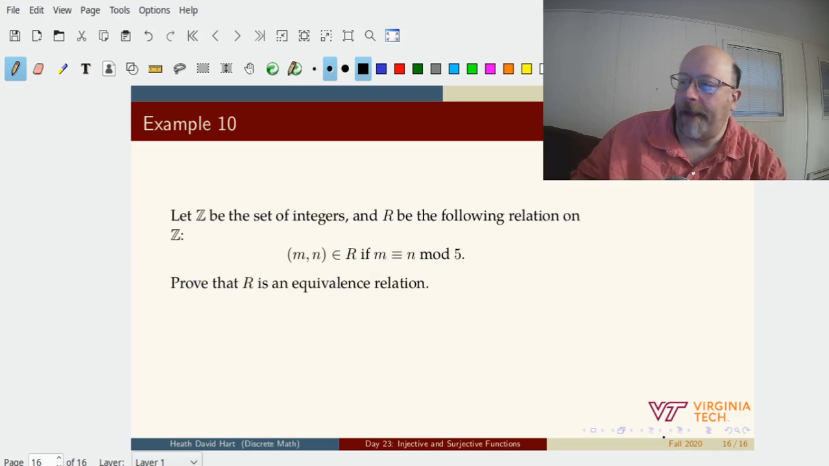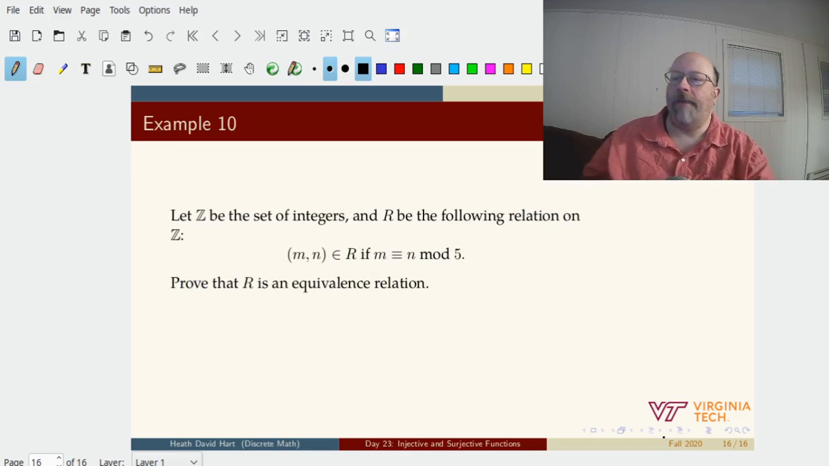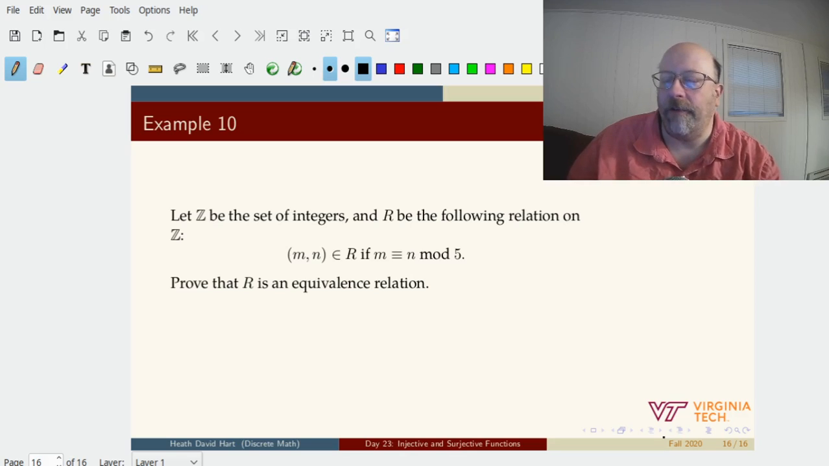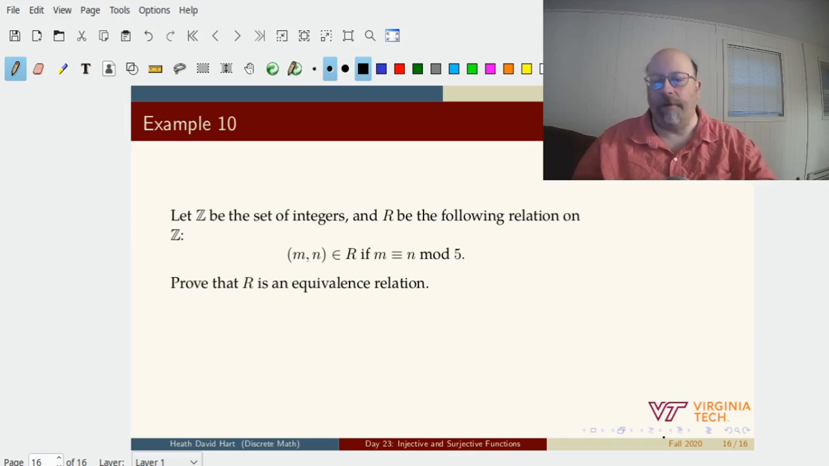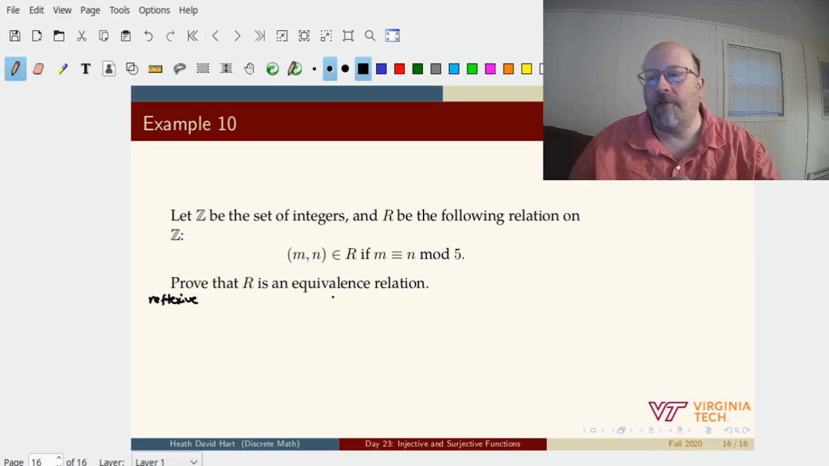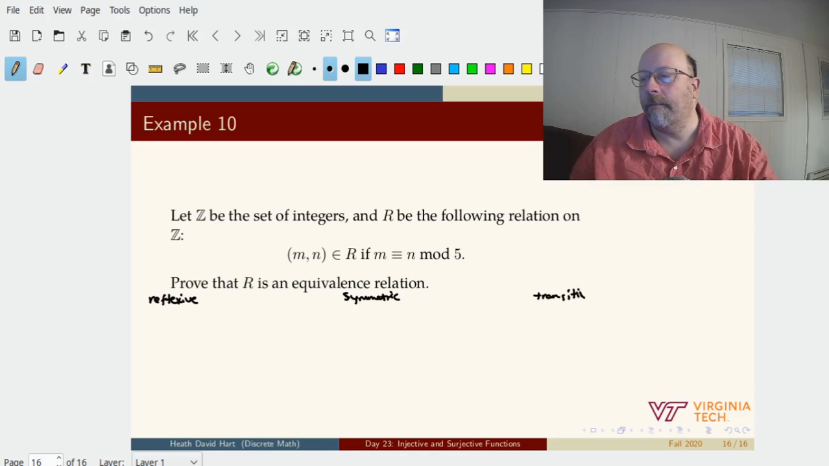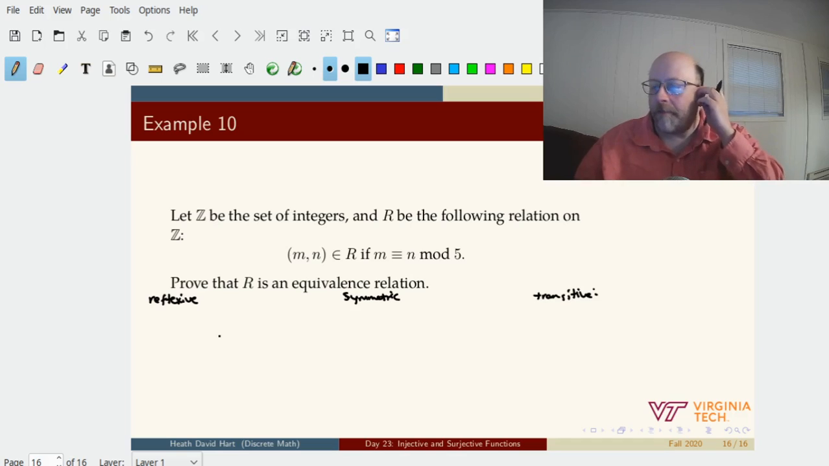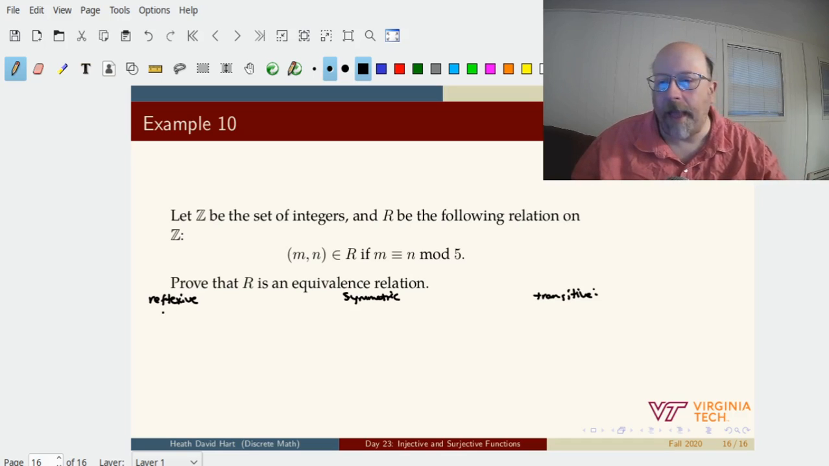So let's look at this last example and then we'll wrap up. We have the set of integers and we have a relation on the integers where (m, n) is in the relation if m and n are congruent mod 5. And we want to show that that's an equivalence relation. So we have to show three things. We have to show the reflexive property. We have to show the symmetric property. And we have to show the transitive property. The reflexive property is pretty easy. Let x be an integer.